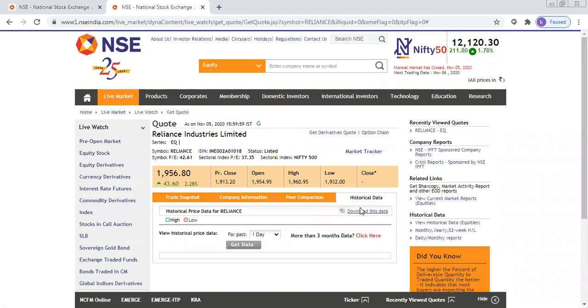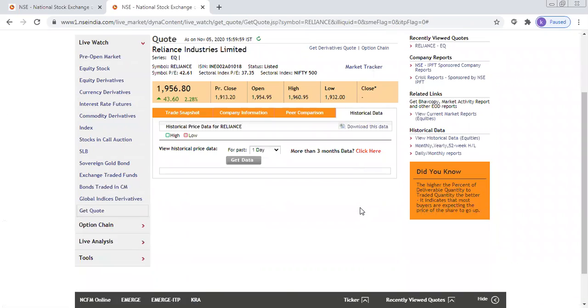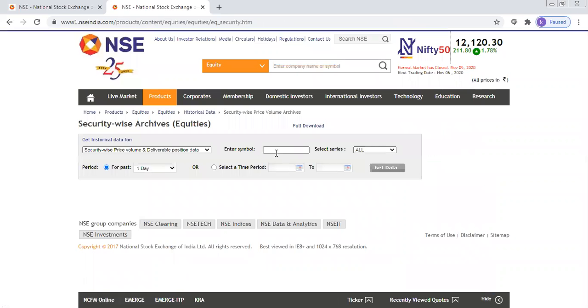Once you click on historical data, I told you that you need data for 2 years. Clear? You need data for 2 years. So here only data of up to 3 months is available. But if you want data for more than 3 months, it says click here. So I click here and I again enter the company name as Reliance.